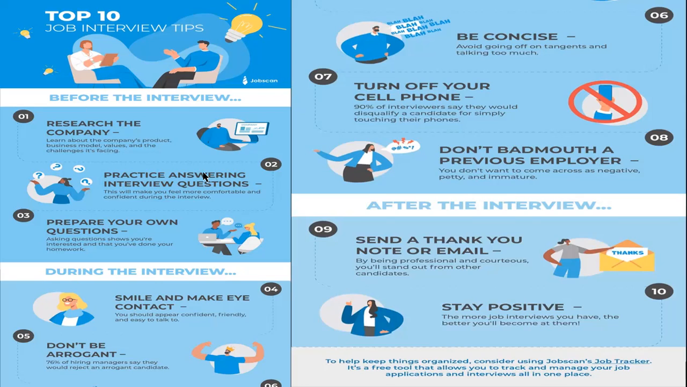And let's see the next one. Be concise. Avoid going off on tangents and talking too much. So you have to go straight to the point. What do you want to say? If you want to mention your abilities, go to those abilities and mention them. And if they ask you something directly, answer, okay? But answer with a positive idea, right? So imagine if they ask about your weakness.